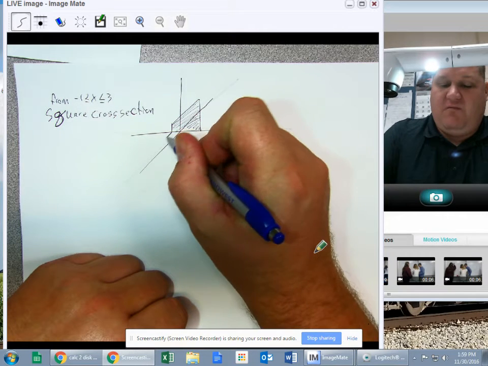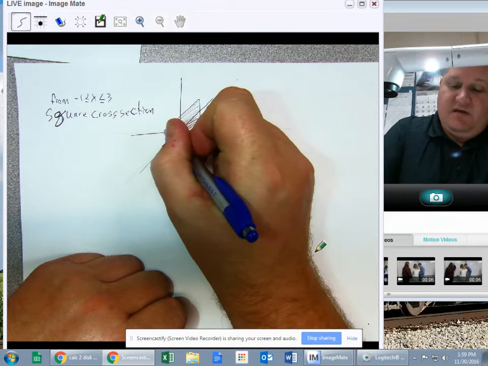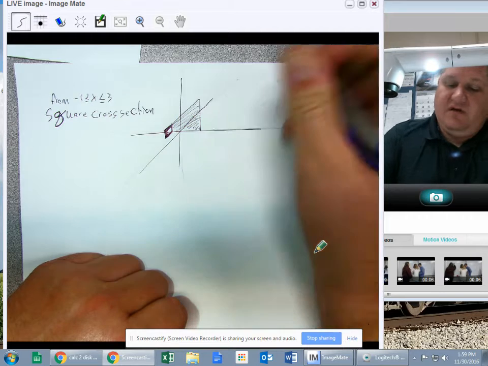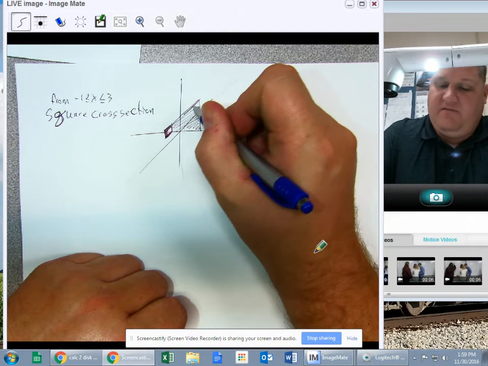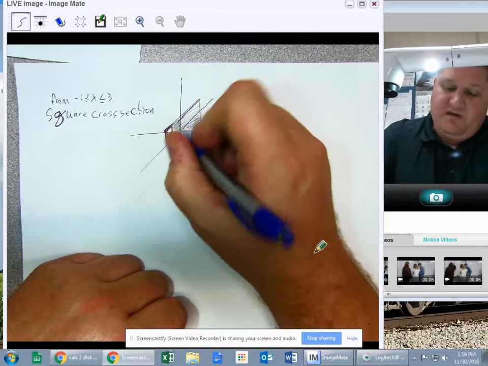Now, if I want to make a square cross section, that would be a nice pretty square. And let's give it some thickness here. There's a square with some thickness. And up here I would have a square, and that square has some thickness.